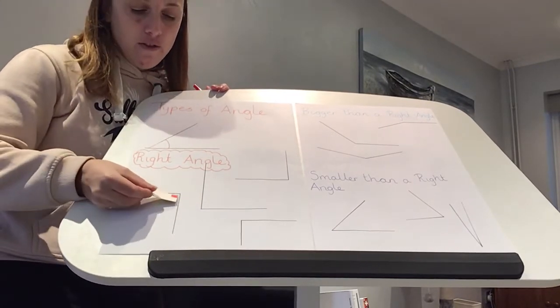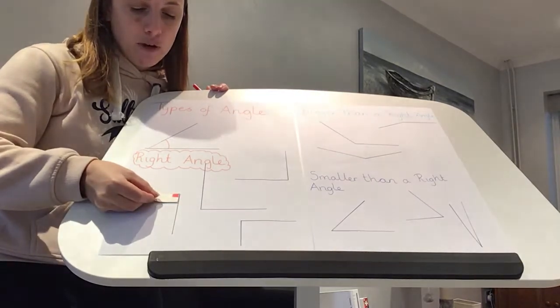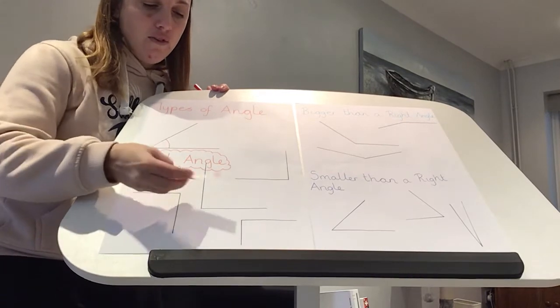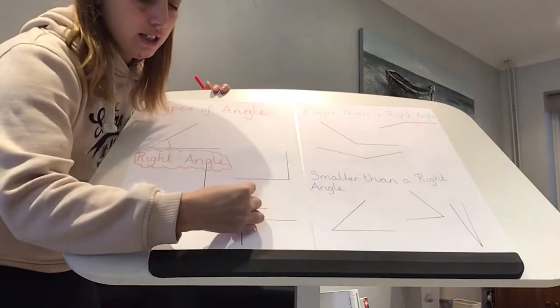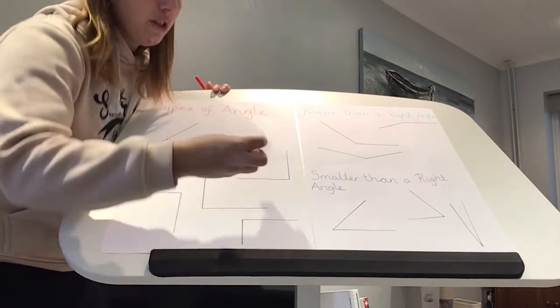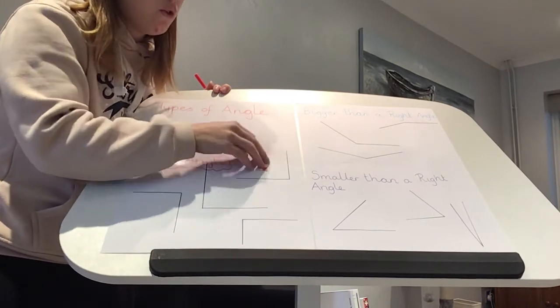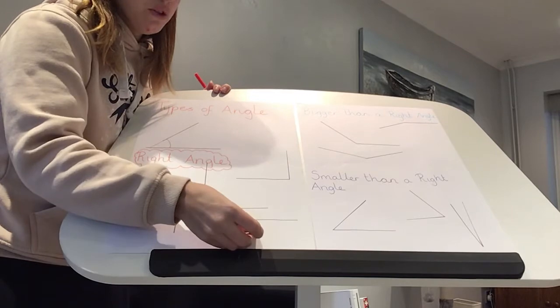If I fit that corner in there, it fits perfectly without going over either of the lines. And if I do that to each of these angles, you will see that each of the angles is exactly the same size. They are all right angles.